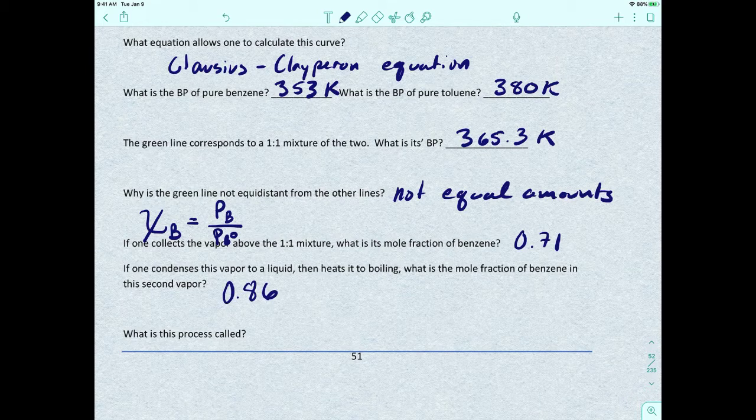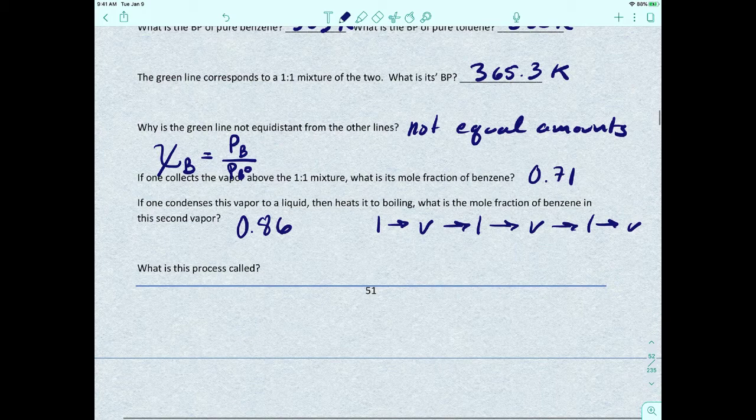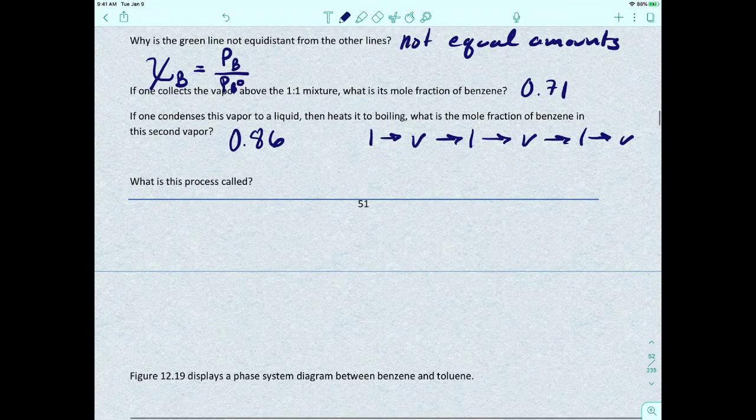So the more times we do this, we collect the vapor, condense it to liquid, and then heat it up again until it becomes vapor, and then collect that vapor, and keep repeating this. The more times we keep processing this, going from liquid to vapor, back to liquid, back to vapor, the more pure the mixture becomes, getting closer and closer to a mole fraction of 1. So this process that we're talking about is called fractional distillation.